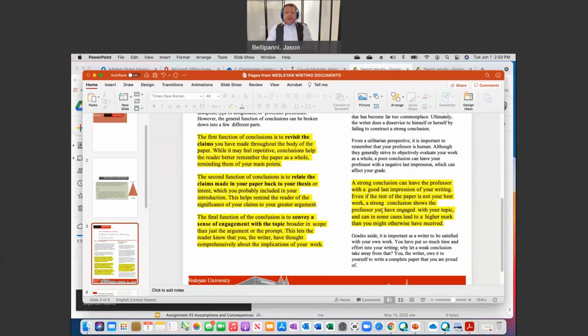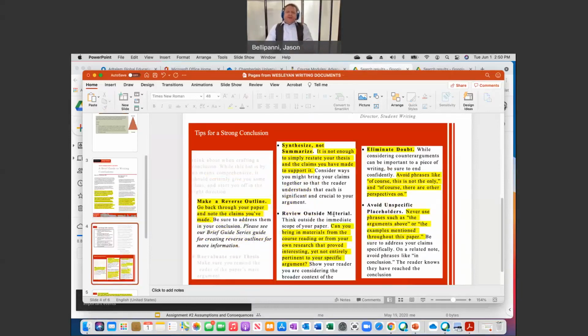That's essentially the game. Okay, so, tips for a strong conclusion. I just highlighted a few of them, right? First, make a reverse outline. This is what I was talking about, and there's an outline that I put in module 5. You can find it. Making a reverse outline just means you look through your essay and decide what you're missing in comparison to the outline, right?